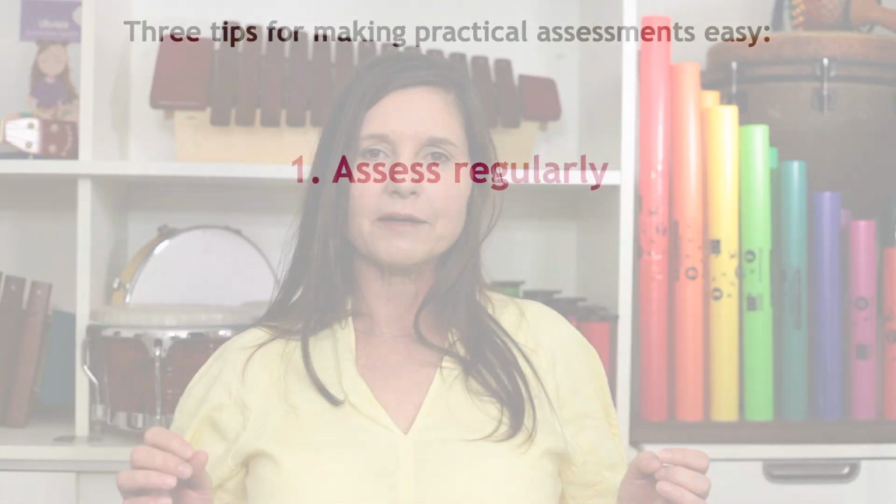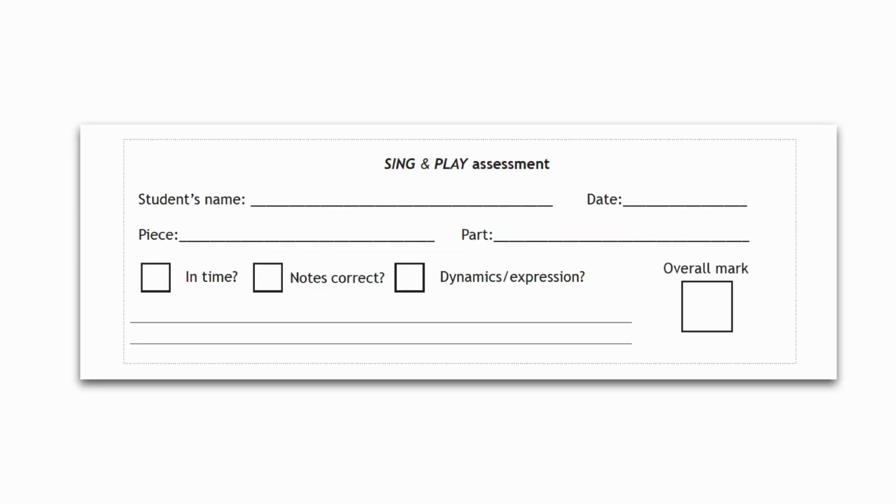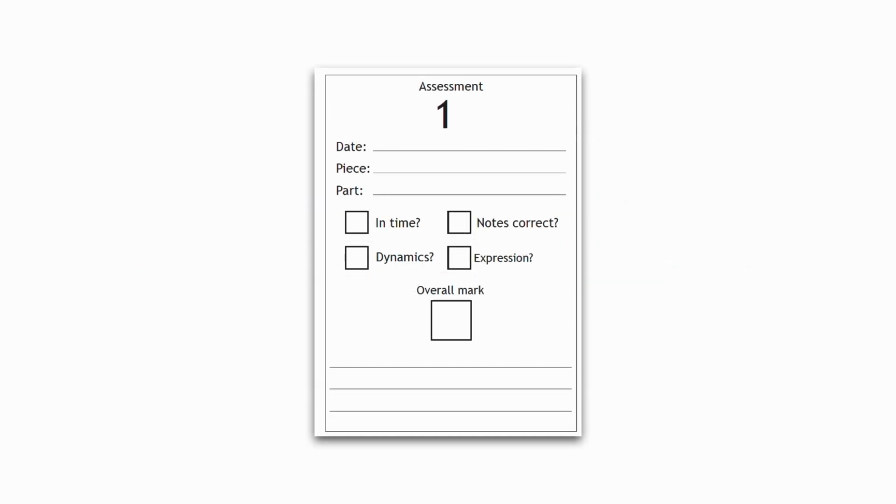The second tip I have is to use a consistent template. Now, we have a number of PDF templates in our curriculum program for different age levels, where all you need to do really is to tick a box or two and then assess them very, very easily. Did they play those notes in time? Did they use appropriate dynamics or expression? Now, it should be possible to listen to each child individually, tick the box, and have them assessed in 2 or 3 minutes each.